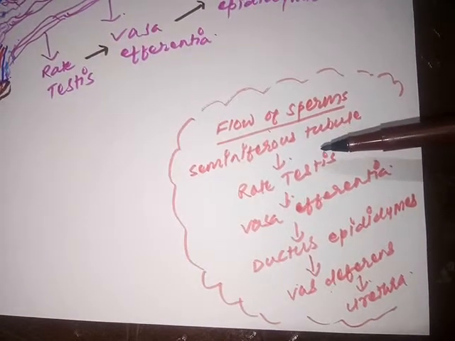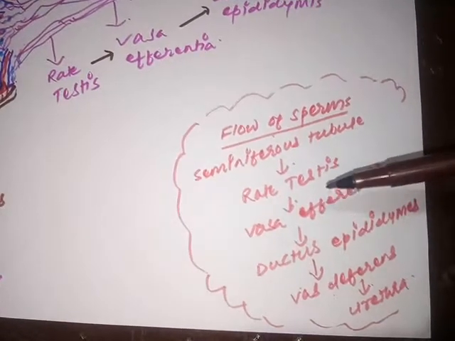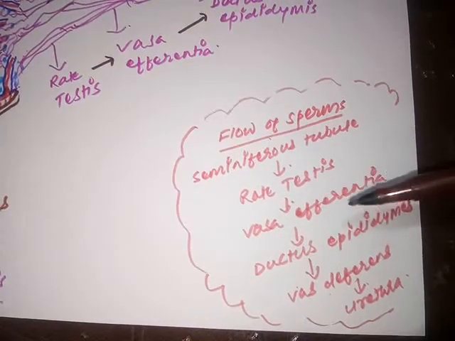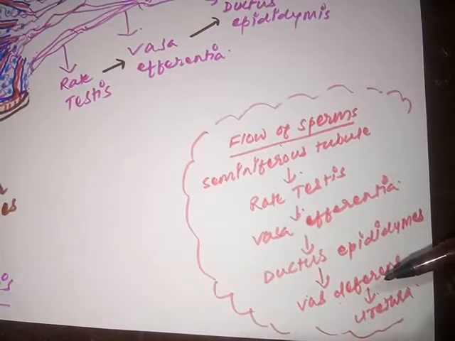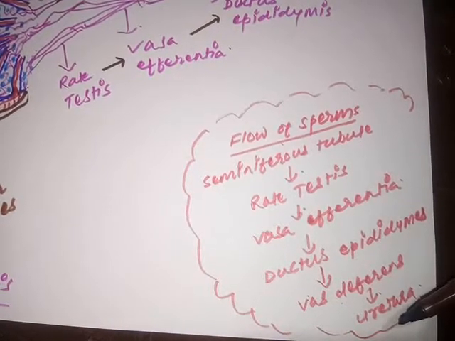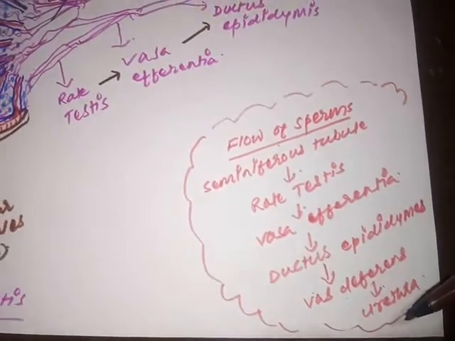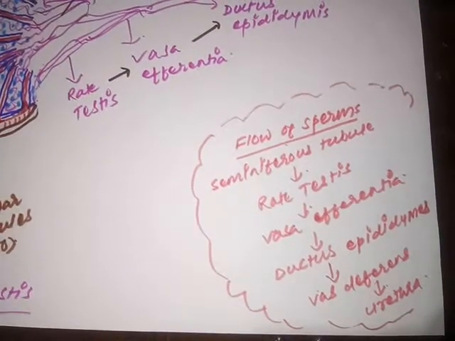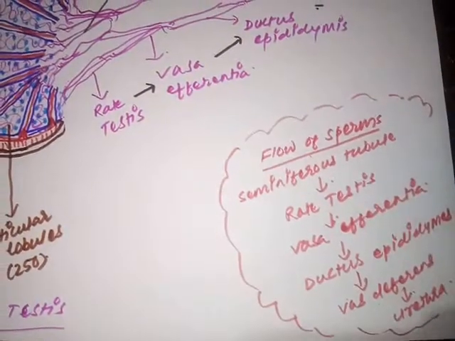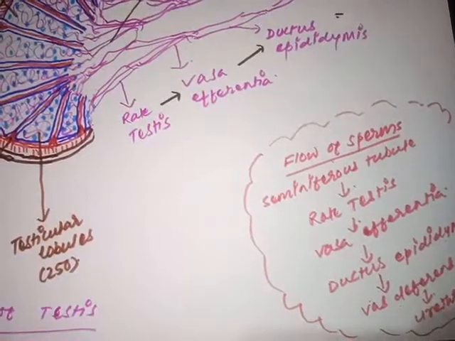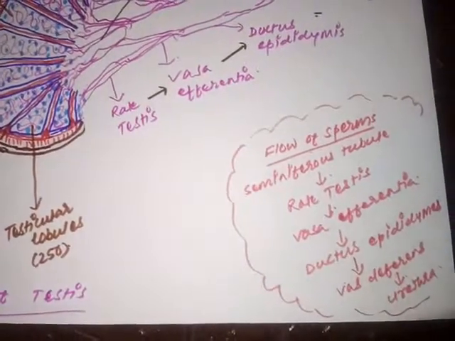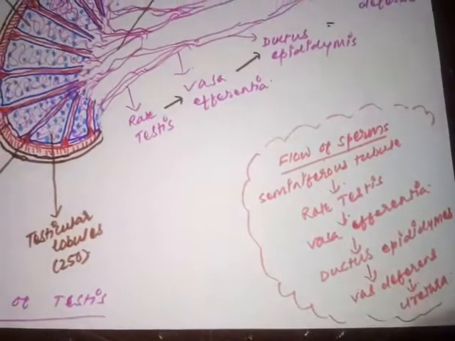The seminiferous tubule will synthesize the sperm, then it will be transferred into the rete testis, then into the vasa efferentia, then to the ductus epididymis, then to the vas deferens, finally the urethra, and then the process of ejaculation occurs, by which the sperm along with the semen is discharged outside of the body.